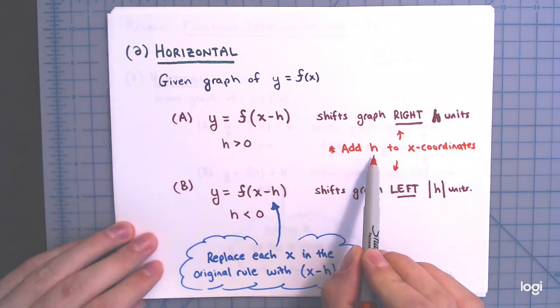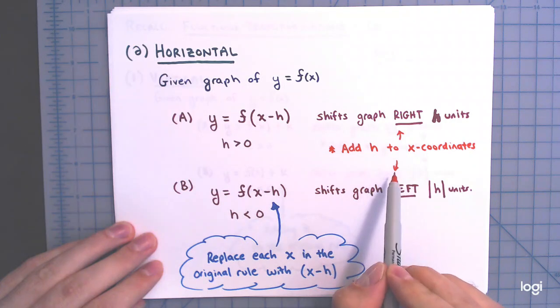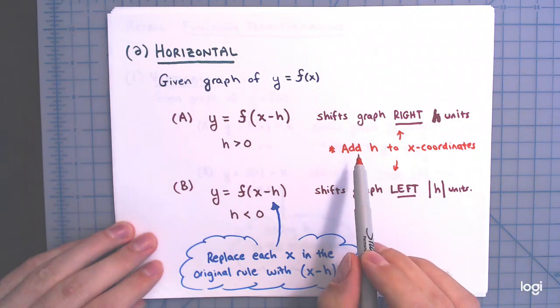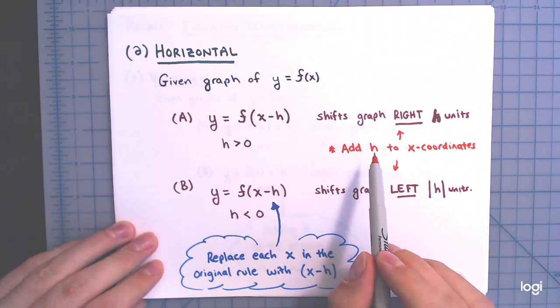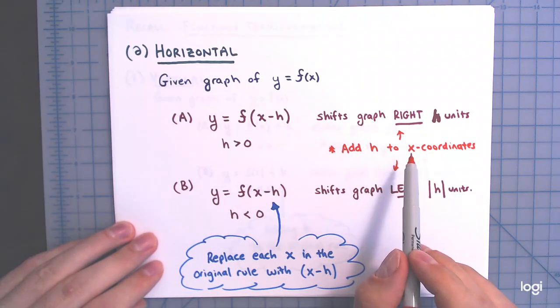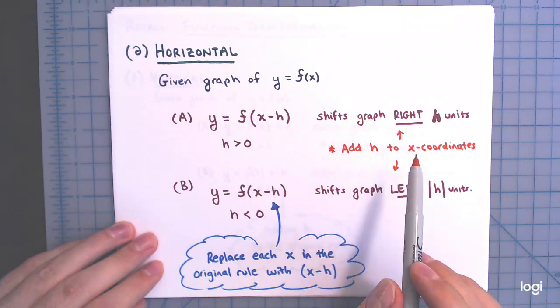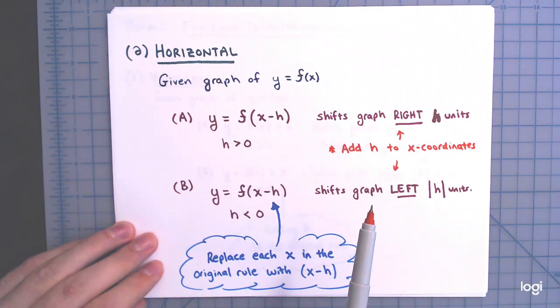And if you're going right or left, and again, you see up or down, I have arrows in both of these. In either case, you're going to be adding h, whatever h is, to all the x coordinates. That'll move you to the left or to the right if you change the x coordinates.